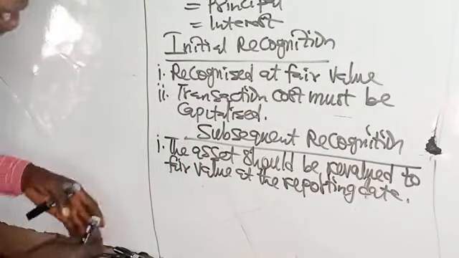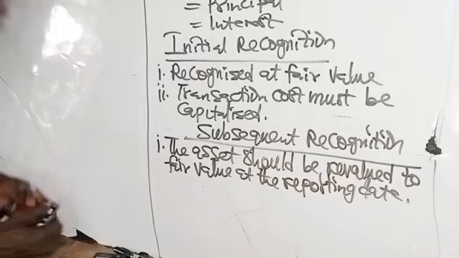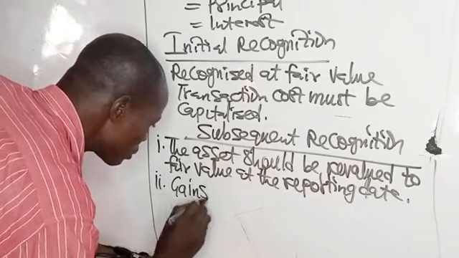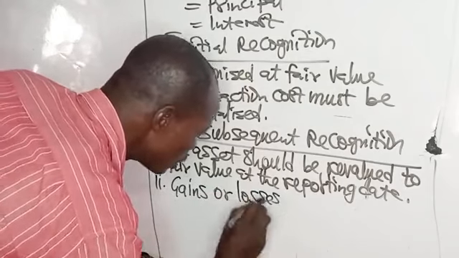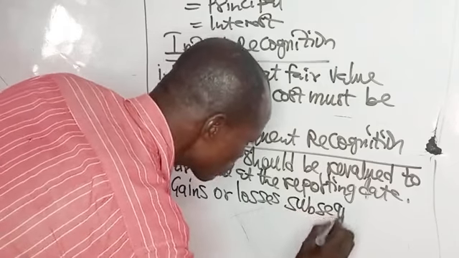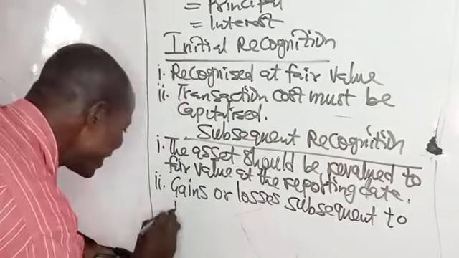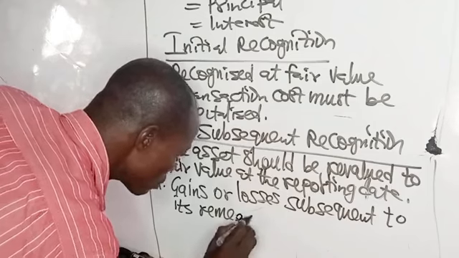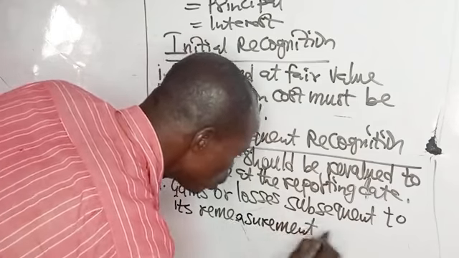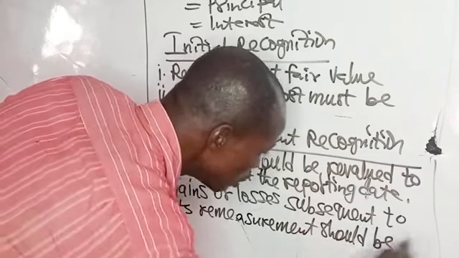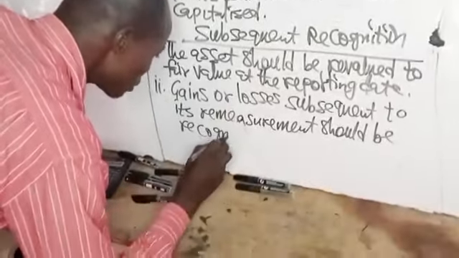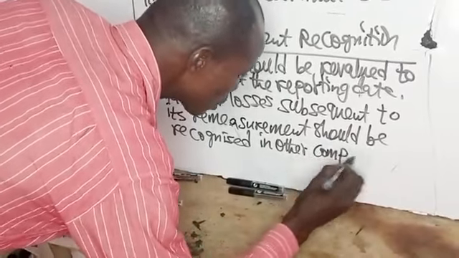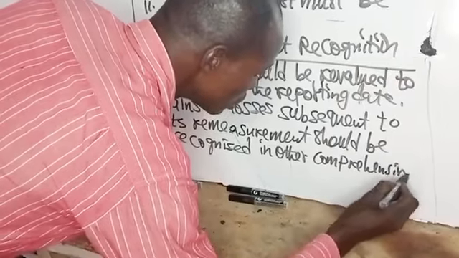Gains or losses subsequent to its remeasurement are to be recognized in other comprehensive income.